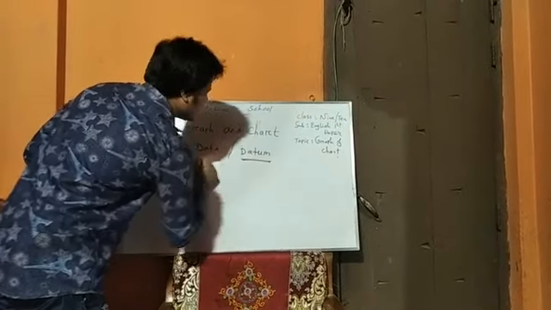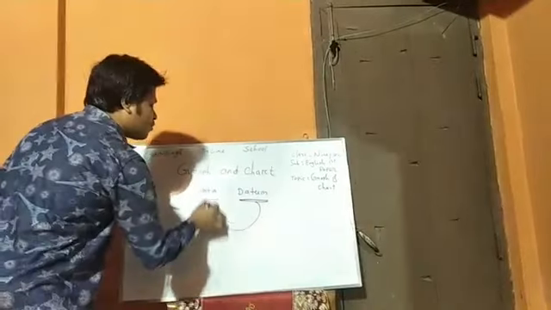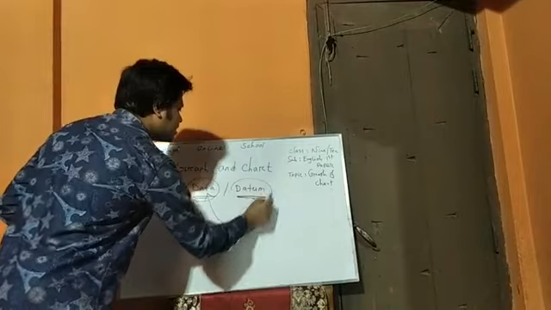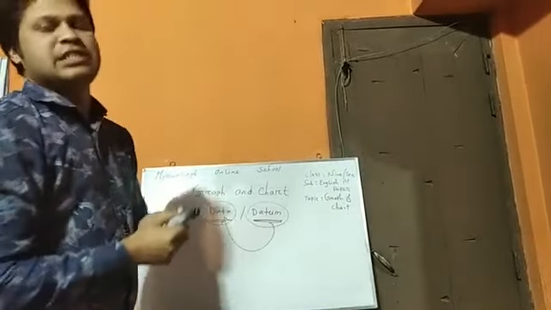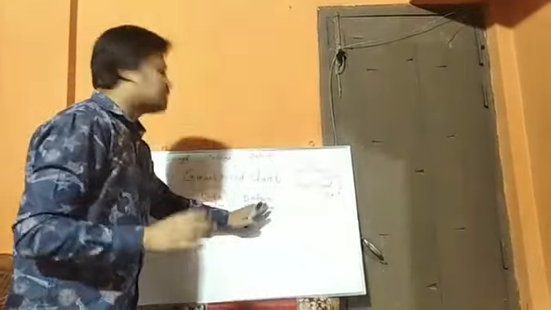Do you know the meaning of datum or data? Datum is the singular form of data. Data is the plural form, datum is the singular form. There we find several datum. That is why I have uttered this word.